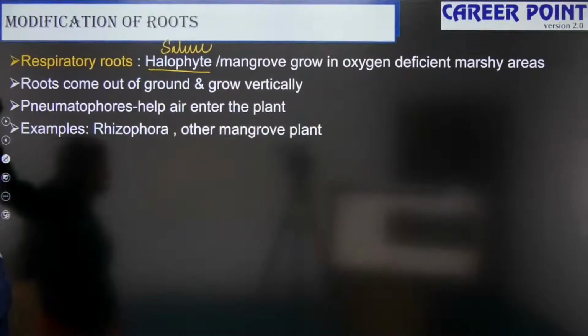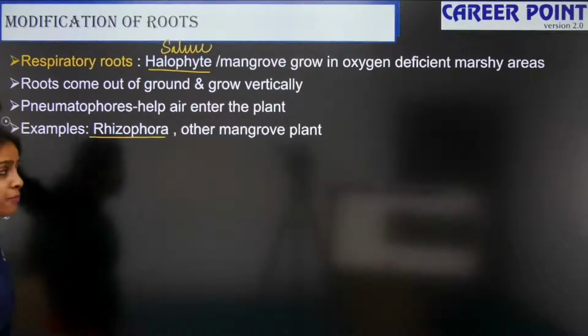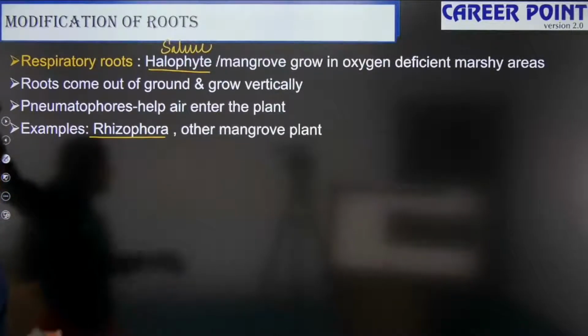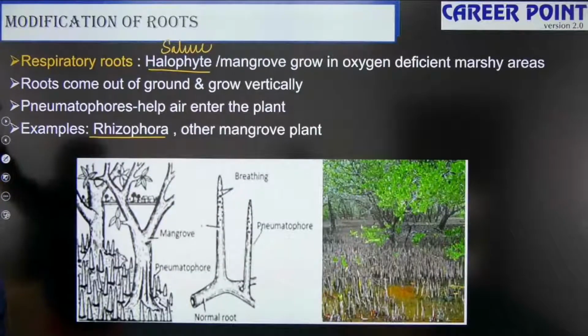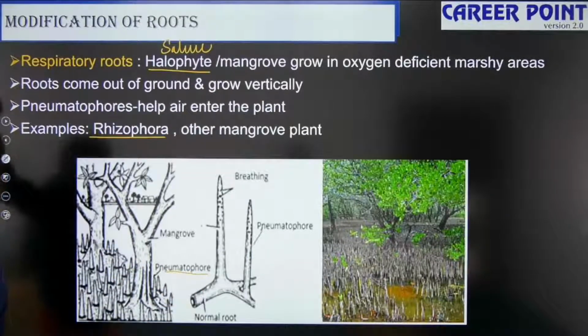So example for your respiratory root is seen in a plant that is known as Rhizophora, and other mangrove plants are also examples of the same. So this is your respiratory roots. Okay, so can you see structures coming out like this? So they are your pneumatophores. So pneumatophores are common in case of your respiratory roots, in case of your mangrove or marshy area plants.